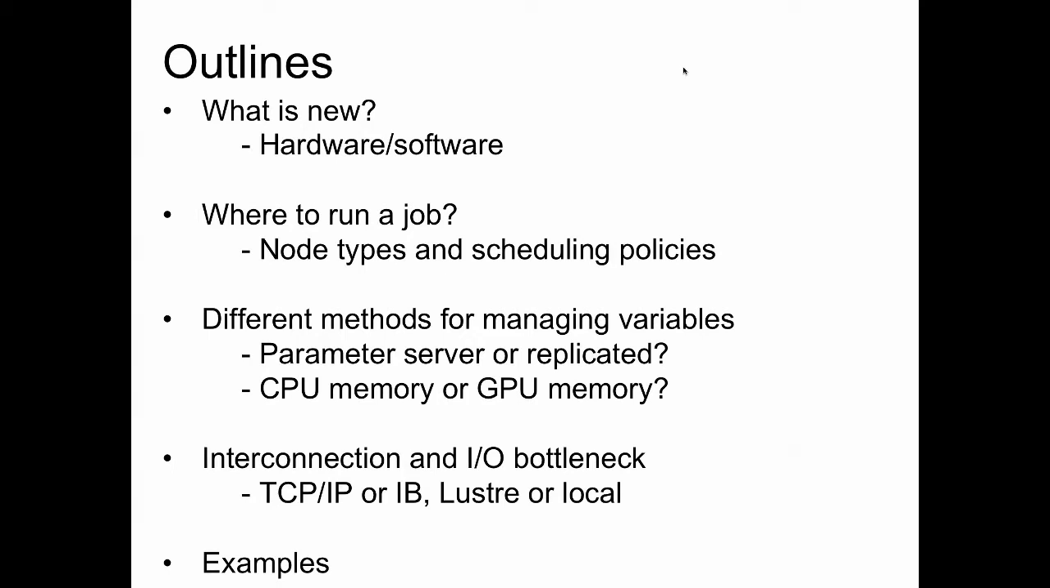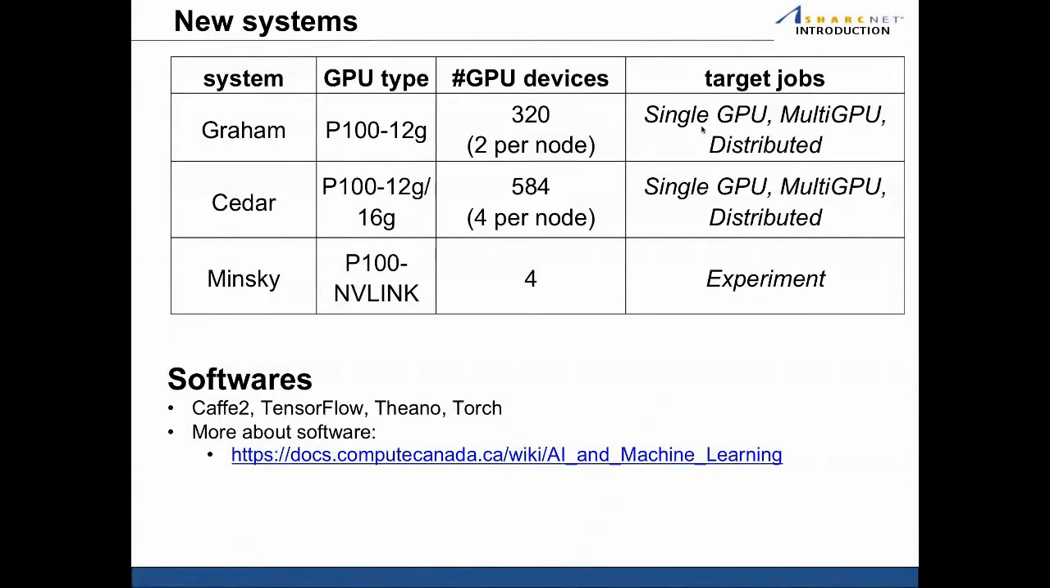Okay, let's move to the first topic today. The new systems we have right now: we have the Graham cluster, which has the Pascal P100 GPU, 12 gig version, and there are 320 of them, with 2 GPUs in the same node. We also have the Cedar cluster, where most of the GPUs are P100 12 gig version, and we also have some P100 with the 16 gig version. In total there are 584 GPUs, and on Cedar there are 4 GPUs per node. Both Graham and Cedar are suitable for single-GPU, multi-GPU, or distributed types of work.